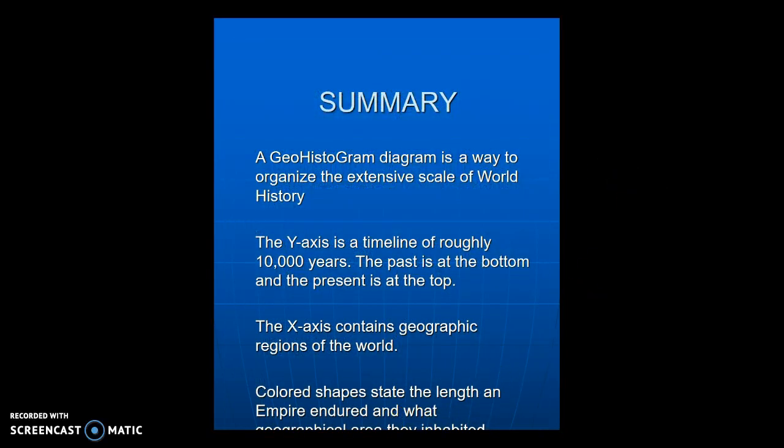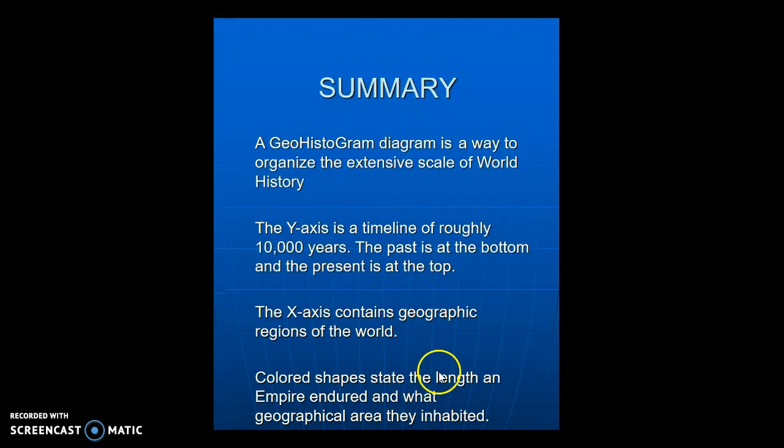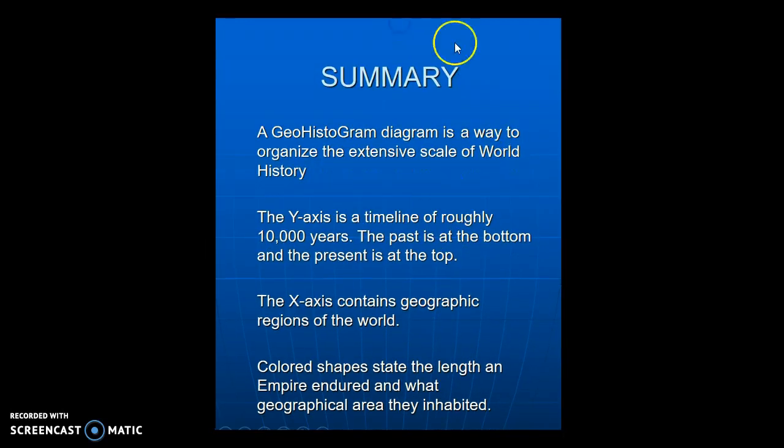So to summarize, main points of today. A GeoHistogram diagram is a way to organize the extensive scale of world history. The y-axis is a timeline of roughly 10,000 years. The past is at the bottom, the present is at the top. The x-axis contains geographic regions of the world. Colored shapes state the length an empire endured and what geographical area they inhabited.